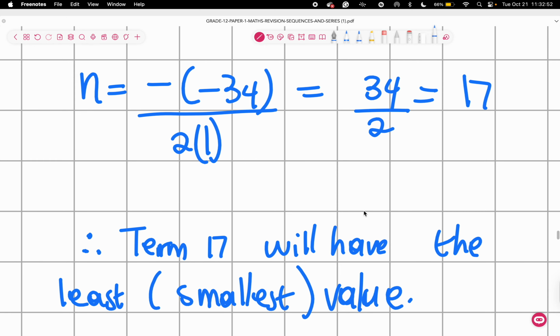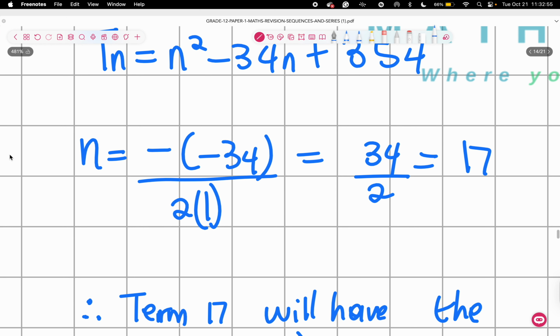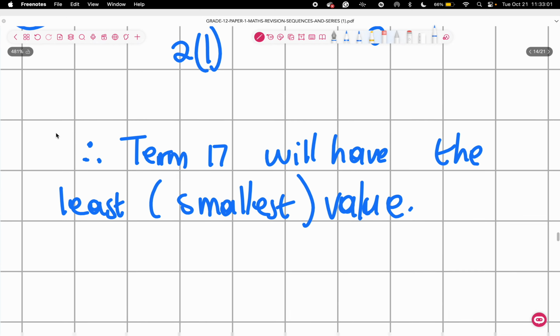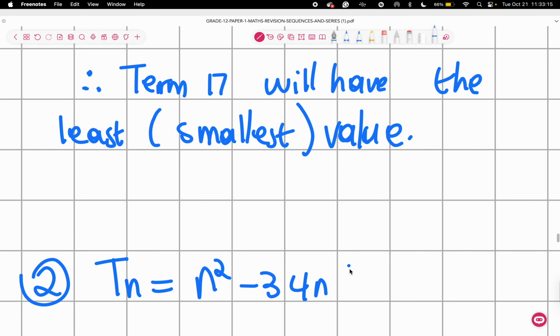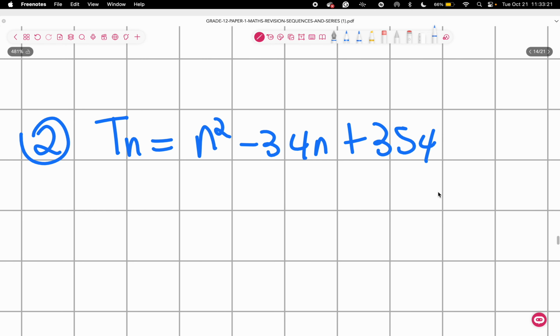Okay, and then option 2, the second way of solving this, we can now use calculus. We will use the turning point. I'm hoping it makes sense. So we have Tn is equal to n squared minus 34n plus 354. Because of this, if we take the first derivative being equal to 0, that helps us find the turning point, which is the smallest term. So how do we do that?